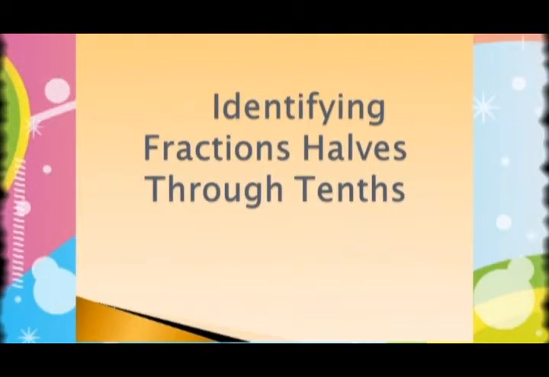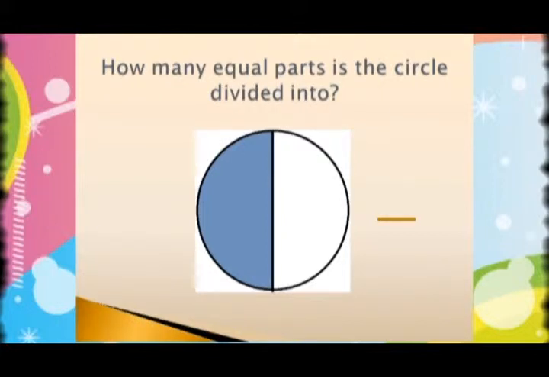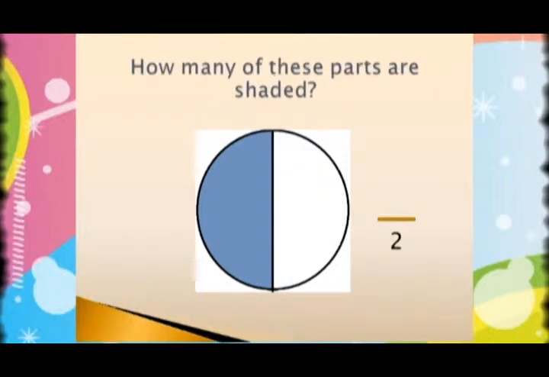Let's move on. Now we'll be moving on to identifying fractions half through tenths. Let's look at the first example. How many equal parts is the circle divided into? The circle is divided into two equal parts. How many of these parts are shaded? One part of the two parts is shaded. Therefore, half of the circle is shaded.